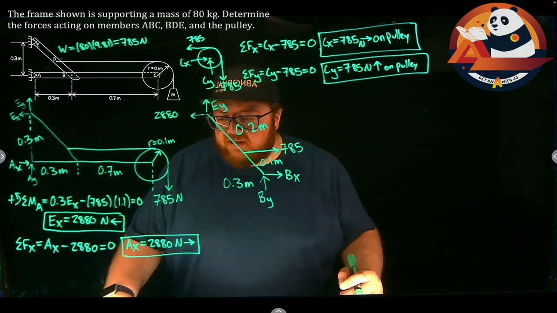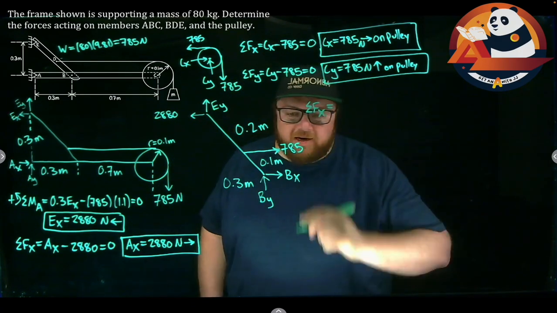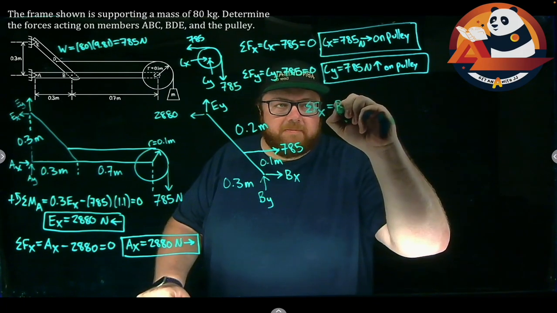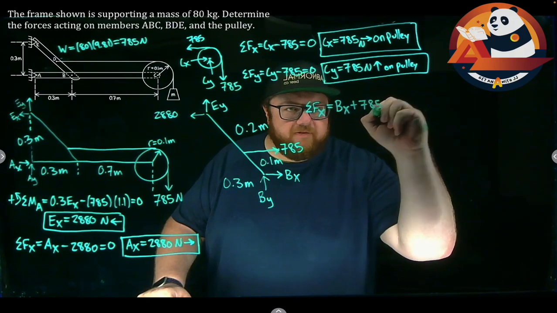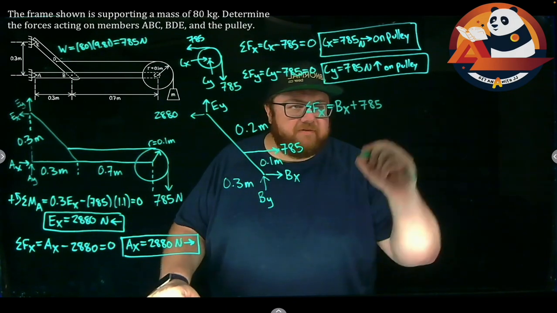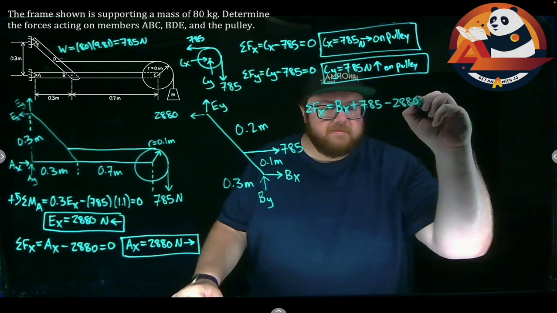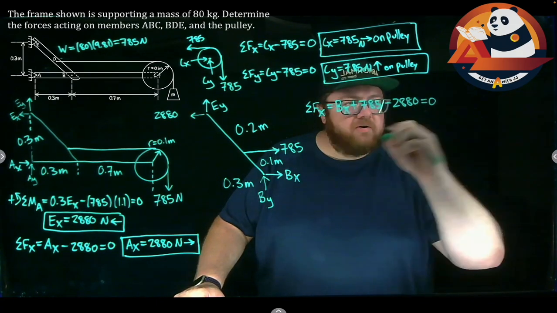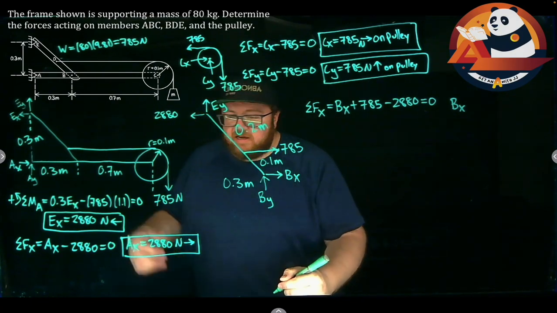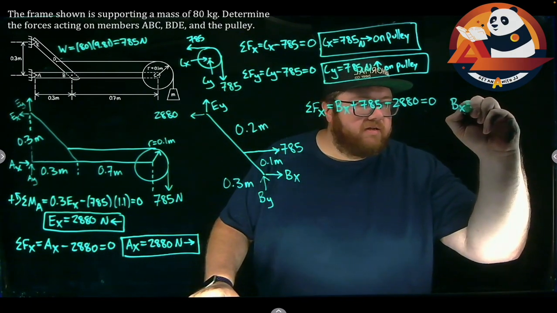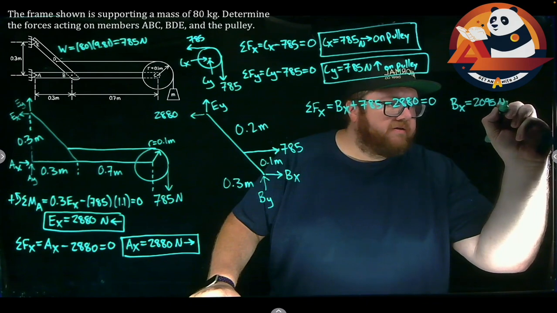Why don't we sum forces in the x direction? If I sum my forces in the x direction, I'm going to get BX going to the right, BX, I get 785 to the right, plus 785, and I get 2880 going to the left, minus 2880 equals 0. We're solving for BX. I'm going to get a positive number here, so I guessed the right direction on this. BX is 2,095 newtons. It's going to the right.